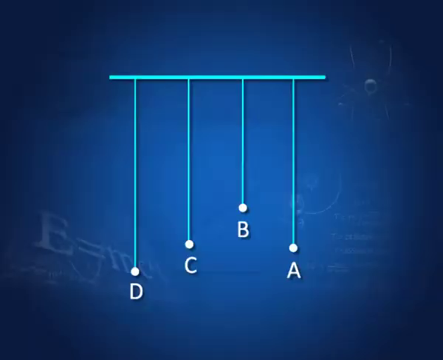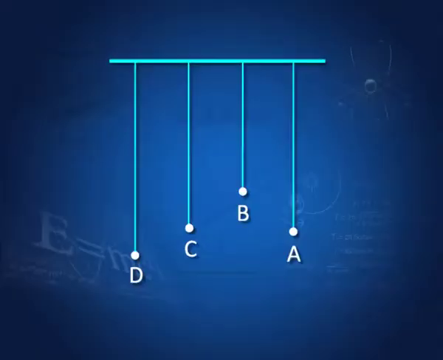Let us take another example of resonance. This one is from the exemplar problems for class 11 prepared by the NCERT. We have here four pendulums suspended from the same elastic support. Their lengths are shown. A is given a transverse displacement and let oscillate. You see, this is the support and these are the pendulums.